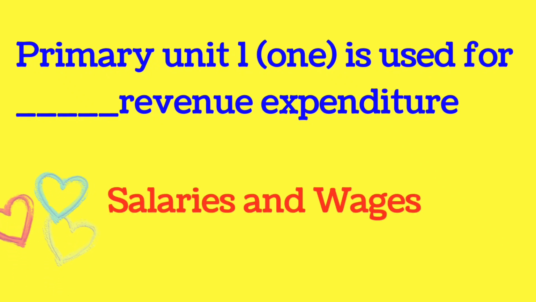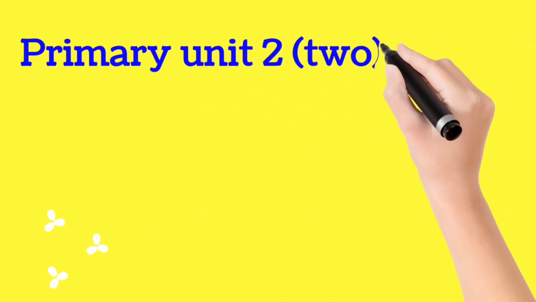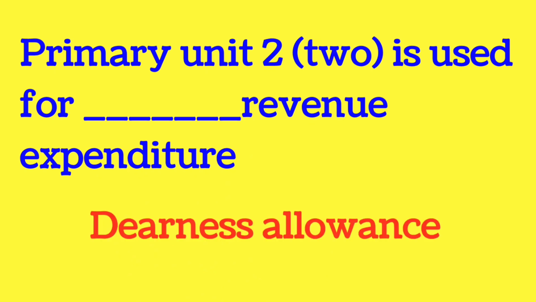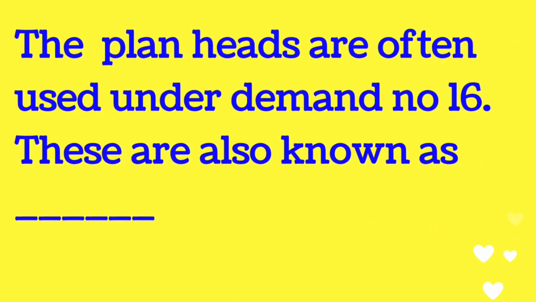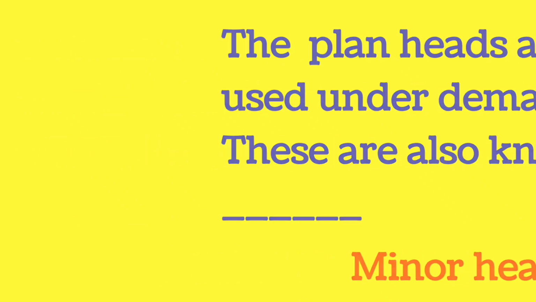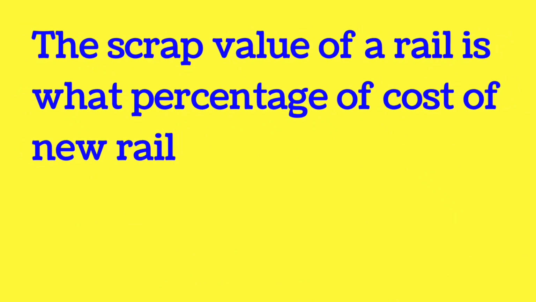Next, primary unit 1 is used for dash revenue expenditure. This is for salaries and wages. Primary unit 2 is used for dash revenue expenditure. That is for Dearness Allowance, DA. The plan heads are often used under demand number 16. These are also known as minor heads.